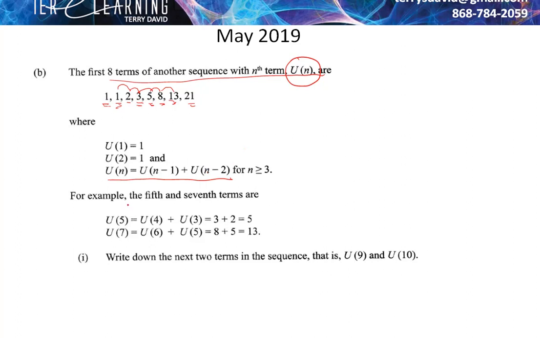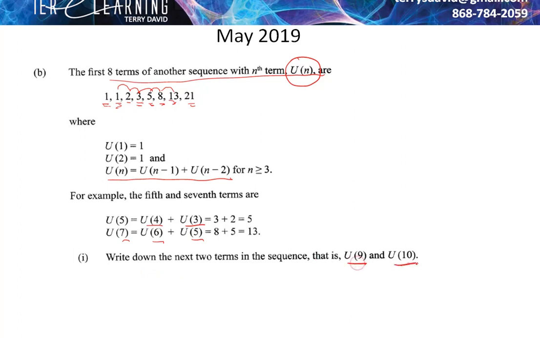Now, they told you, for example, the fifth and seventh term. So the fifth term, right? Remember, it's a Fibonacci sequence. What you're doing is adding the 2 previous terms to get your new term. So the fifth term is obviously my fourth plus my third, right? My seventh will obviously be my sixth plus my fifth. Now, they want you to write down in part 1, write down the next 2 terms in the sequence.